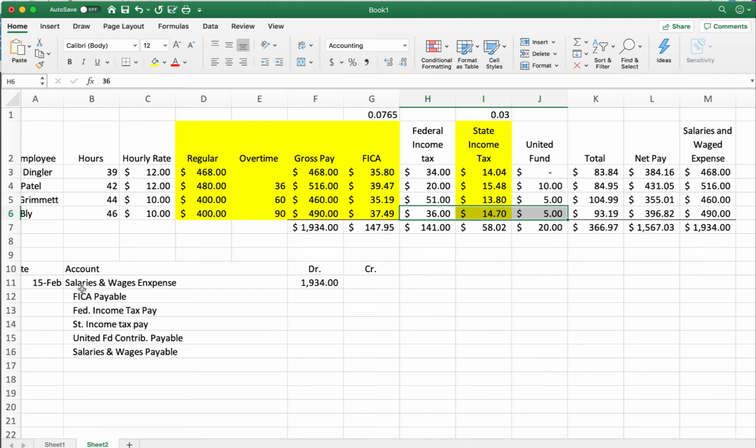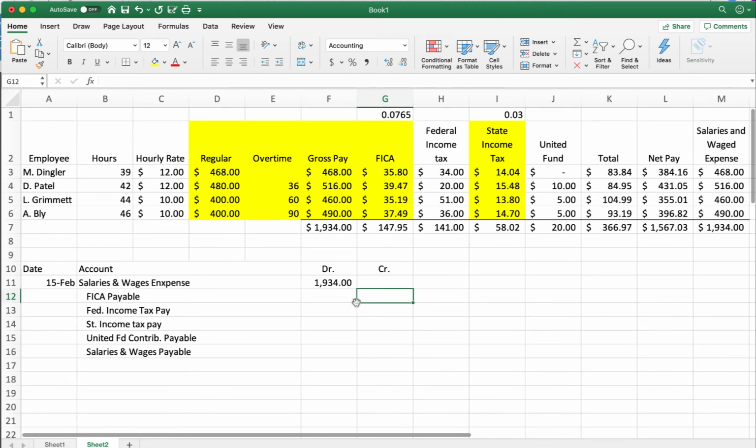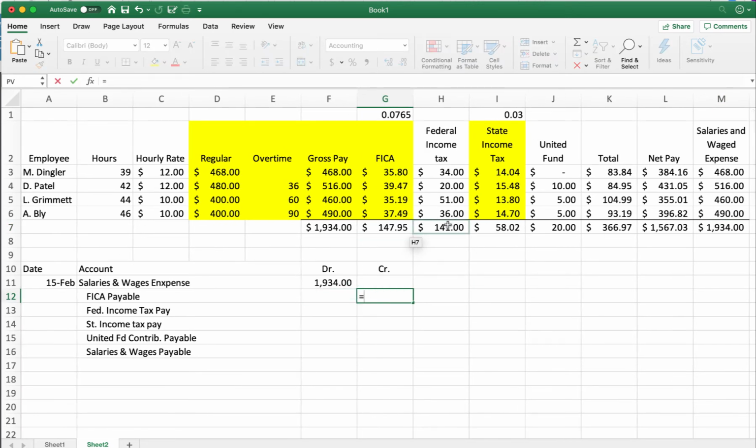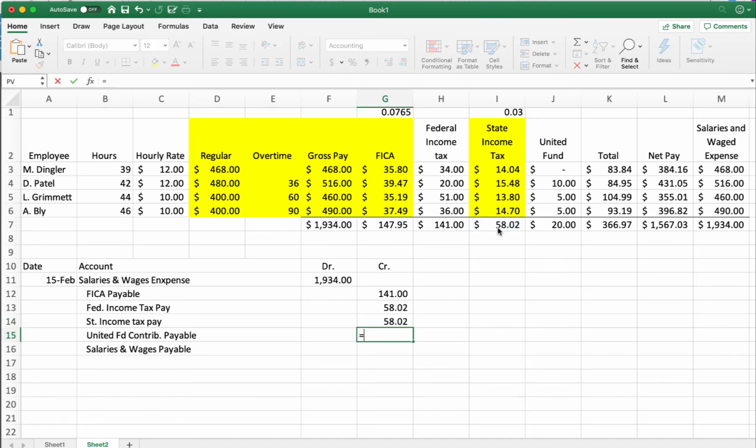So I already plugged in salaries and wages expense debit. That's the gross amount, right? Then I need to add up all my payables. Well, my FICA payable is $141. My federal income tax payable is $58.02. My state income tax, well, that's easy. That's the state income tax column total. Same thing with United Fund. United Fund total is only 20 bucks.